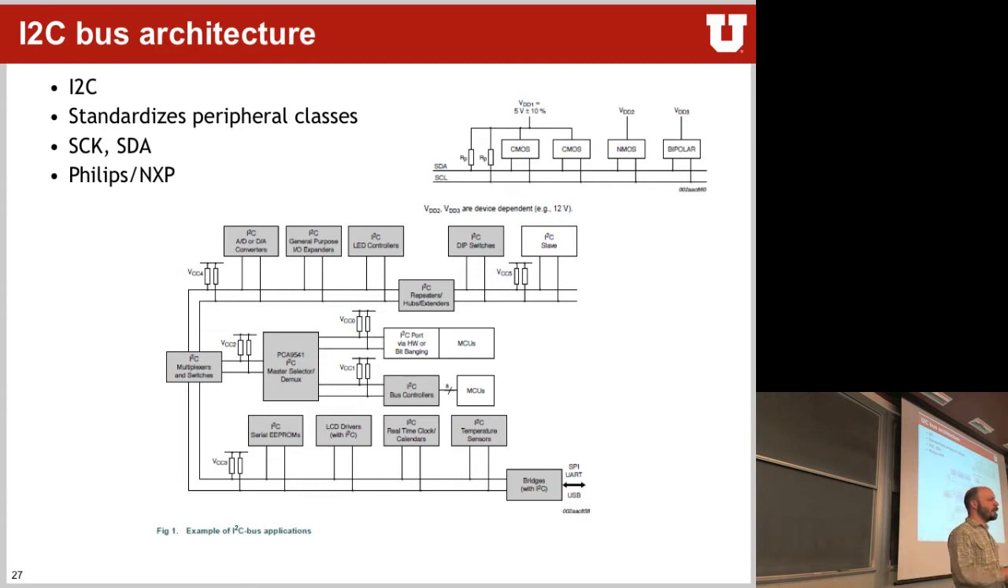So what's the problem with this? We have two wires. One is a clock line. The other one is a data line. And you have a whole bunch of different devices that are hooked up to these two wires. The question is, who's talking on the bus?